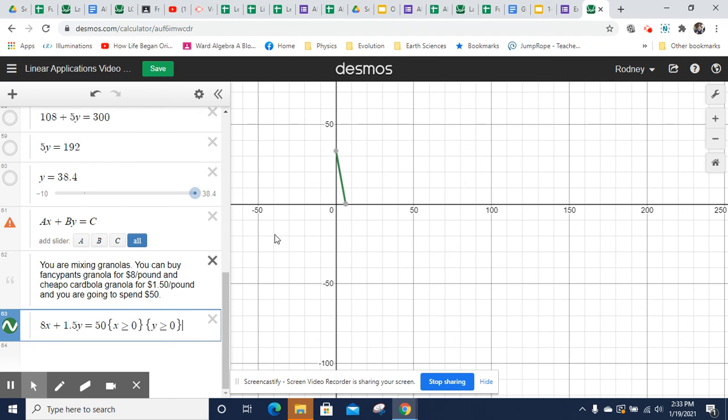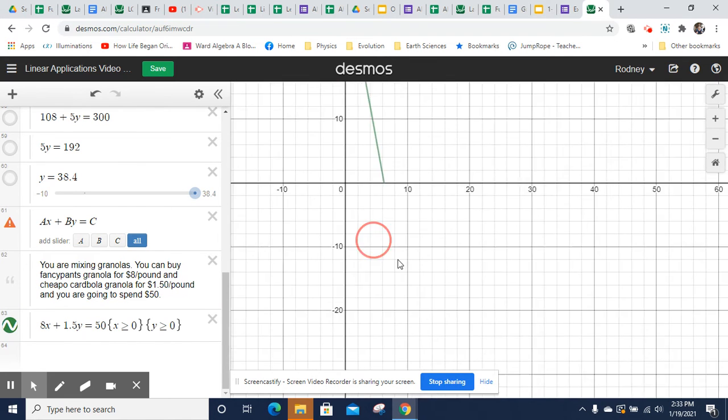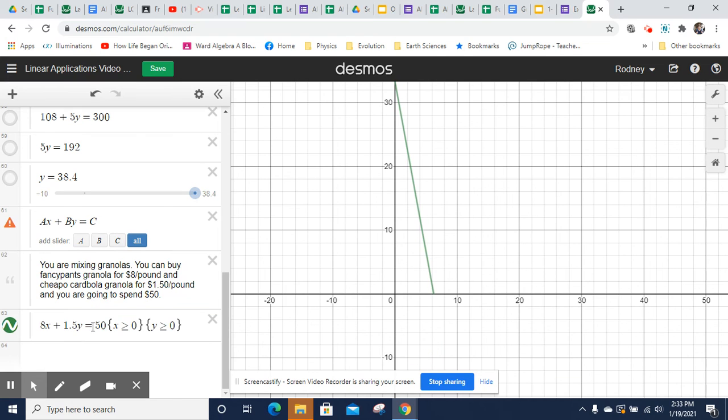And then maybe you decided, instead of making it an equation, maybe you decided to make it an inequality. And that would be cool too. Maybe you said this. So it's less than, notice, oh wow, when I didn't say less than or equal to, it's a dashed line. But when I say less than or equal to, now it's a solid line. So all of this zone is a possible XY combination for fancy pants granola and cheapo Hardbola granola. Okay, so now we have a model for this. Now we can ask a question. So I'll ask a question and you see if you can come up with the answer.